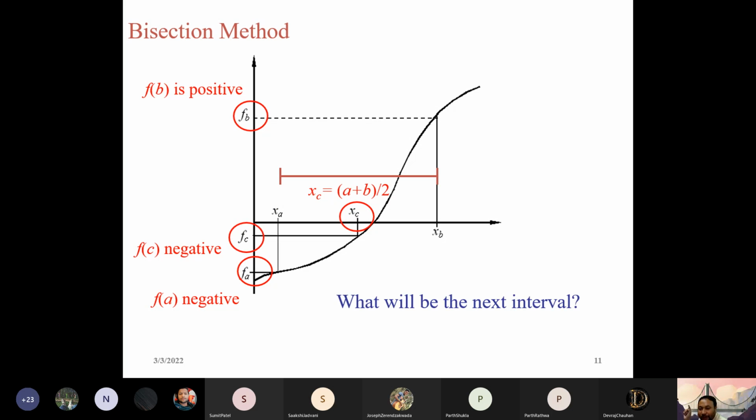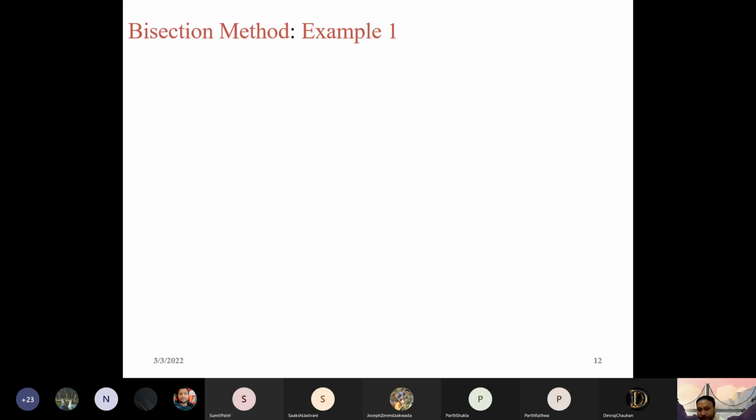So I did it here. What will be the next interval? It is XC and XB. Okay, now come up here. This is the interval. There is a root. It is reflected in the figure very clearly. And the value of f of XC is also negative. So there is a root.